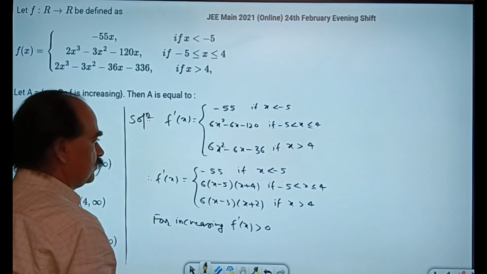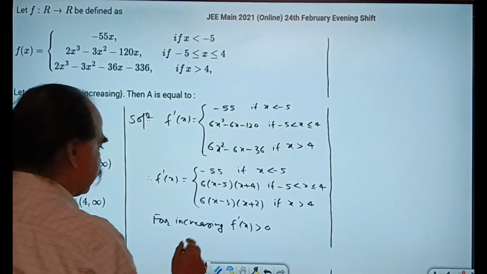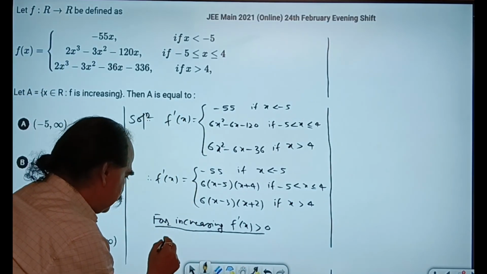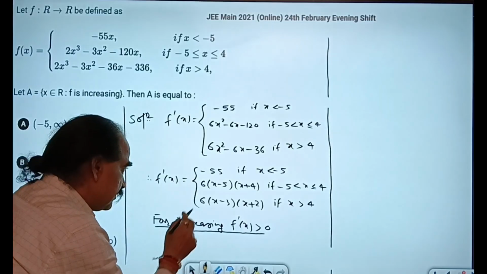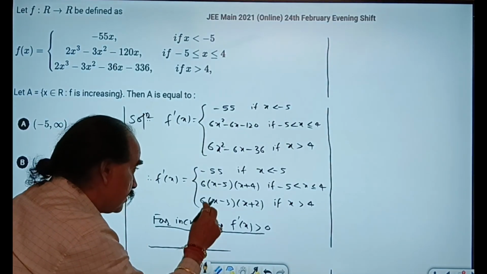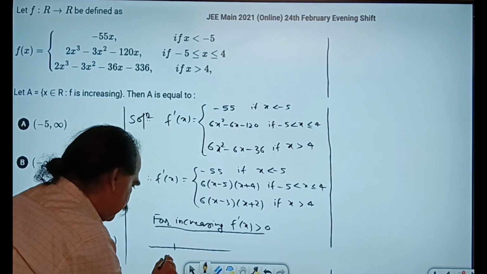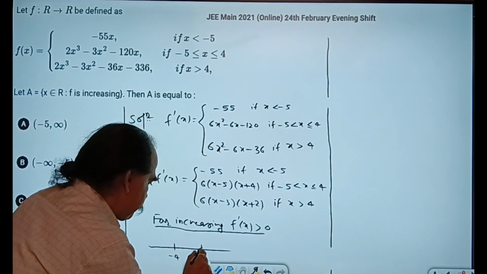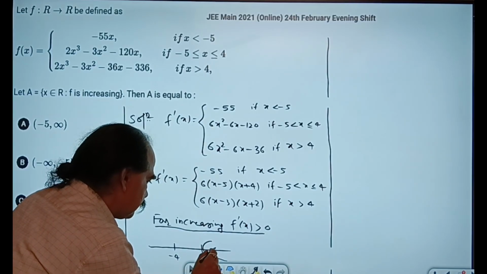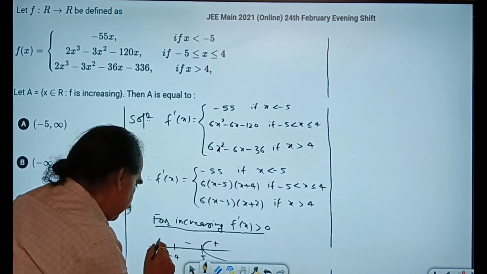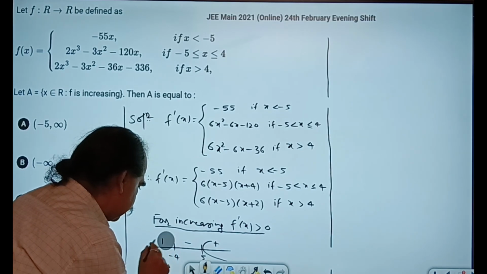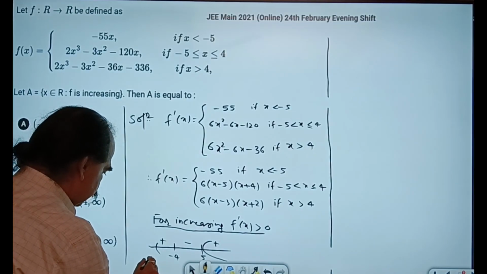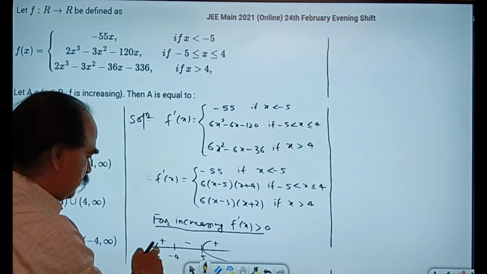f dash x greater than 0. Therefore, for increasing, f dash x is what? Greater than 0. So in first case, Vivekar method says x is 5 and minus 4. This is minus 4 and 5. So this part is positive, negative, and in this part it is what? Positive. But the interval is what? Minus 5. So minus 5 to minus 4 only we will take.